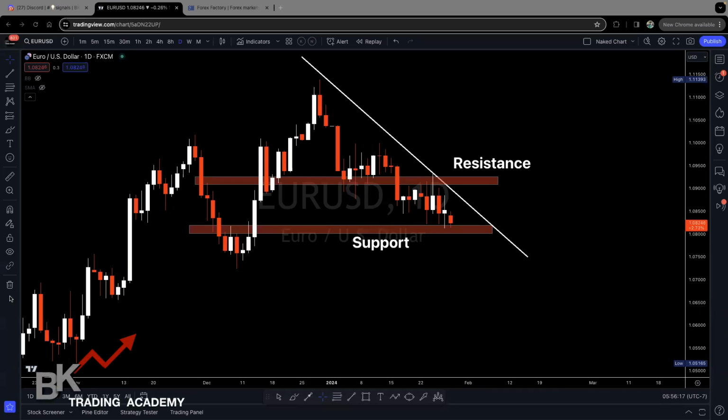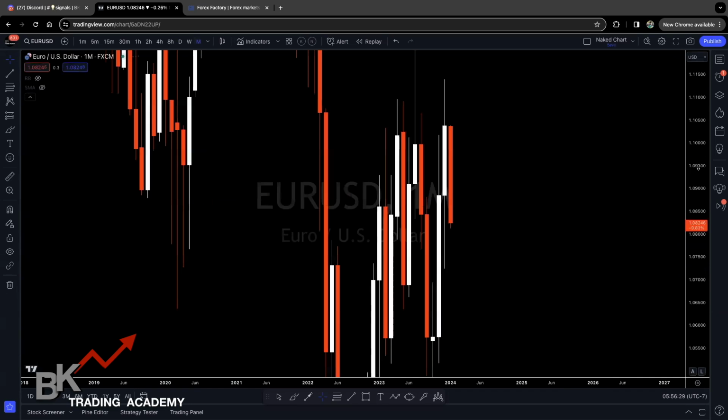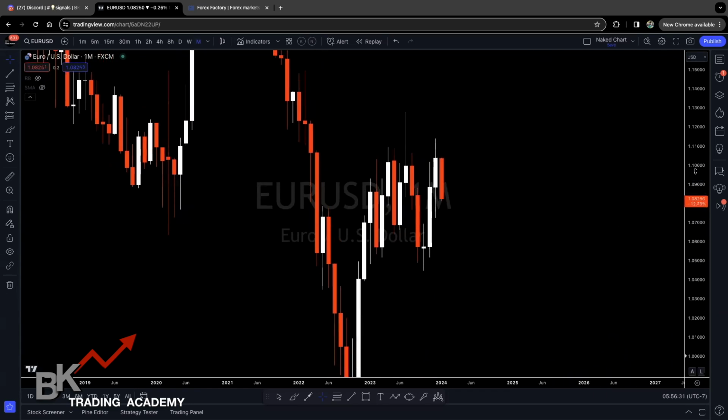We're going to hop into an analysis of EURUSD and talk about how to combine technicals with fundamentals in order to find a very confident, high probability setup. So we're going to go ahead and clear our chart here, and we're going to go to the monthly time frame, and we're going to look at overall what is happening with this price action.